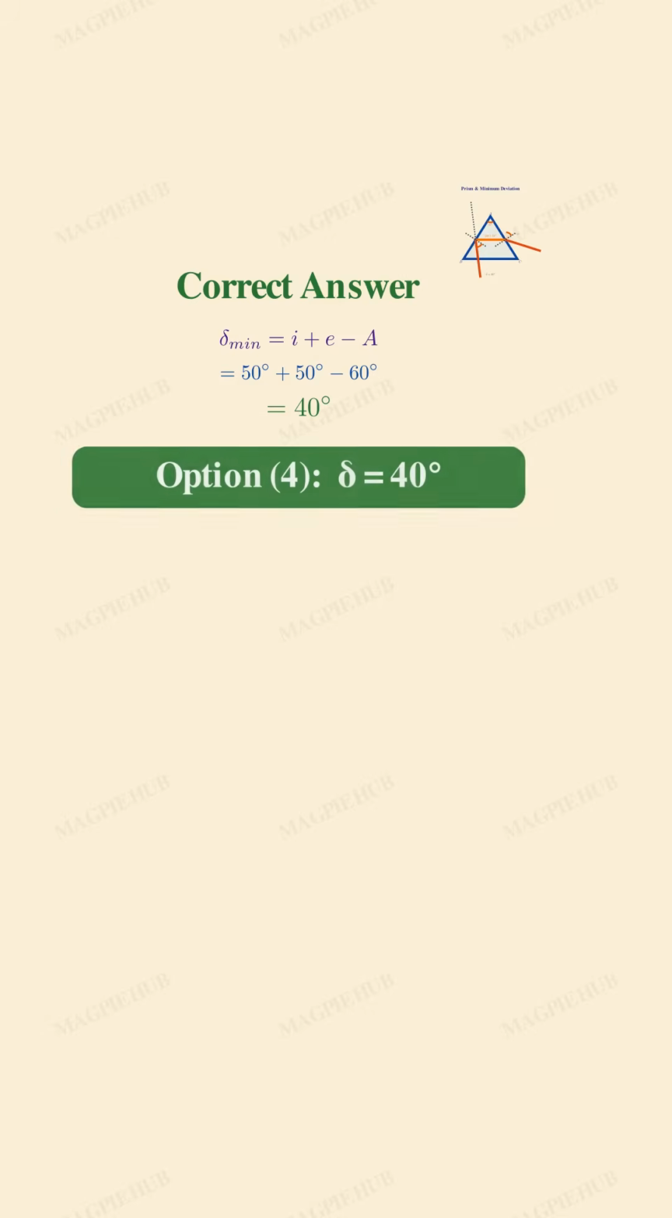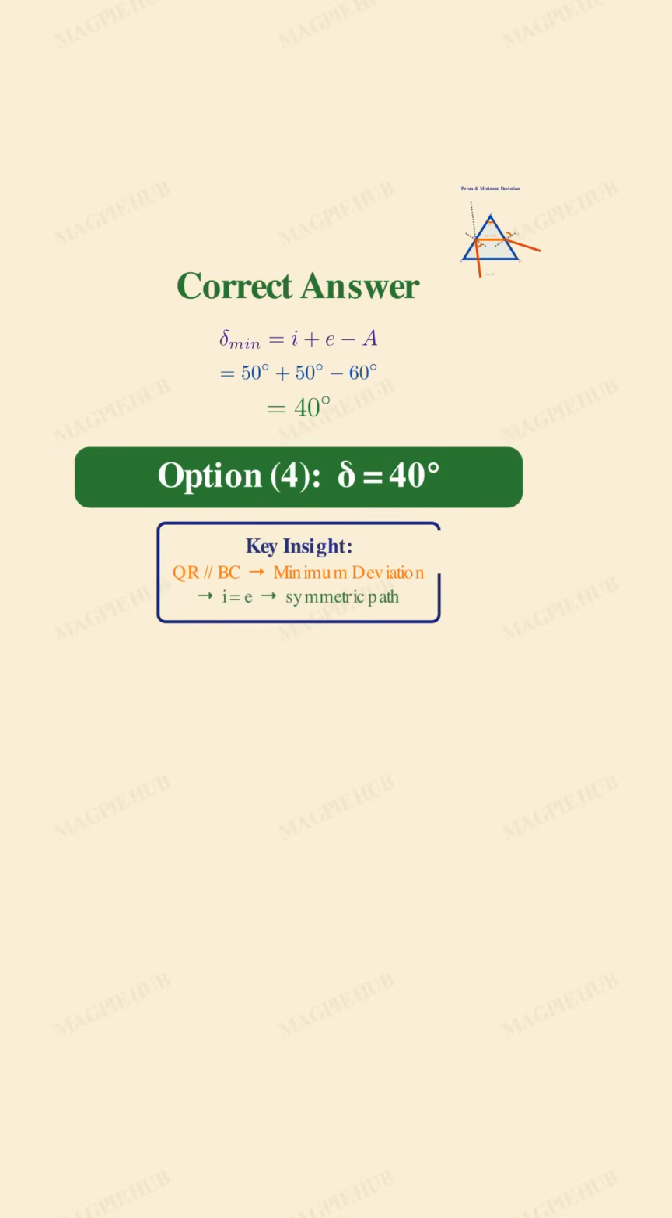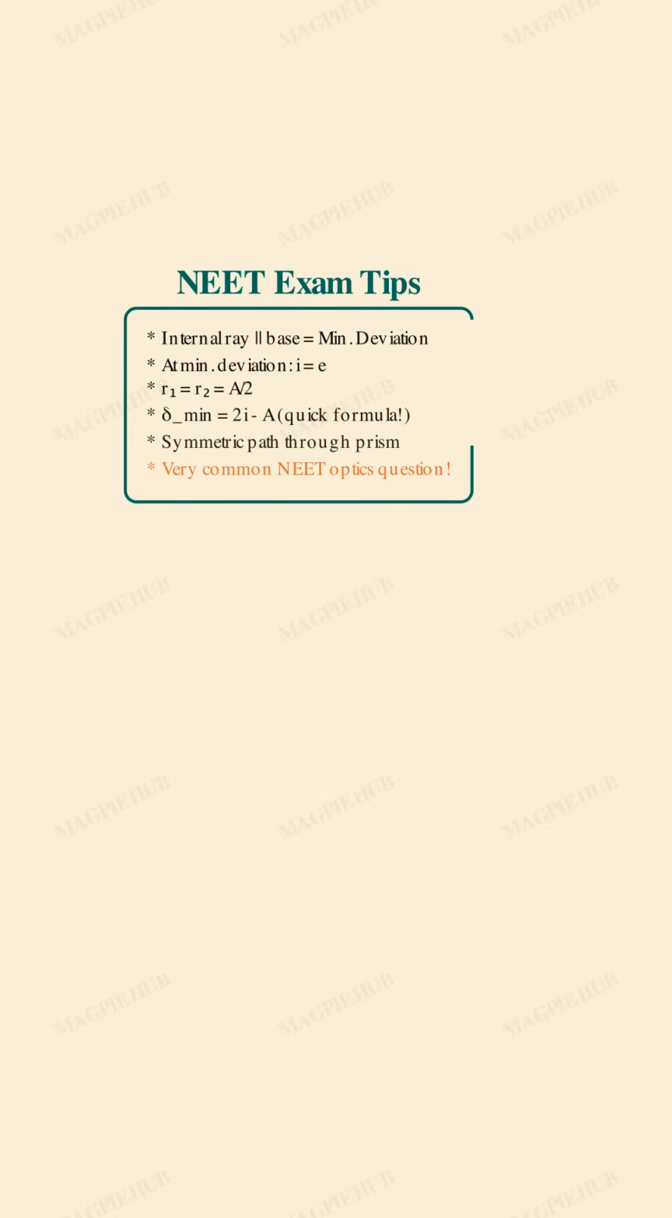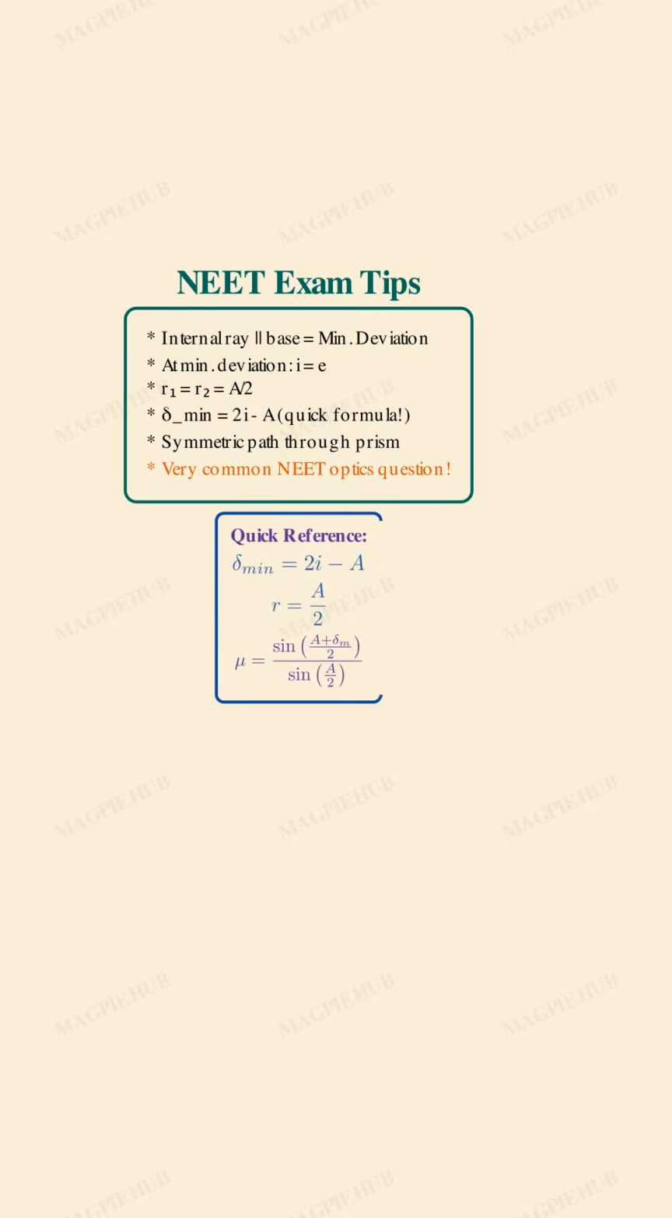The key insight is recognizing that the refracted ray being parallel to the base means minimum deviation, which makes I equal to E, simplifying the calculation. NEET tip: whenever a prism problem says the internal ray is parallel to the base, immediately recognize it as minimum deviation. Remember the two key formulas, delta min equals 2I minus A, and R equals A over 2. Also, at minimum deviation, the deviation angle is the smallest possible for that prism and wavelength.